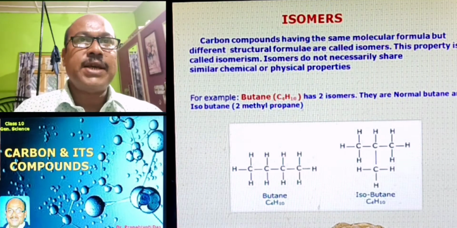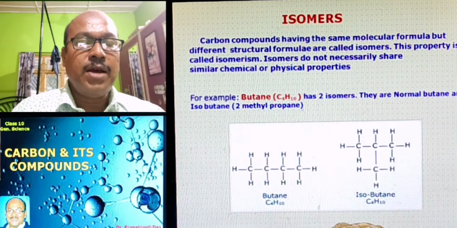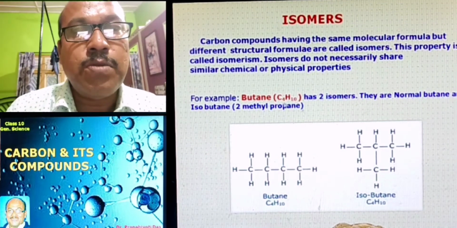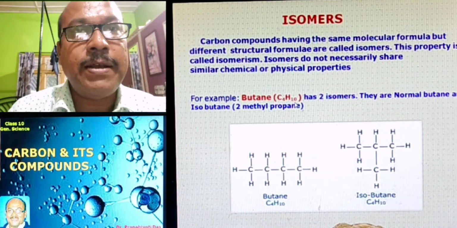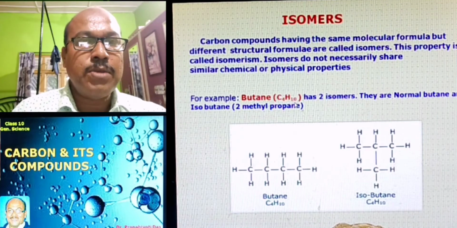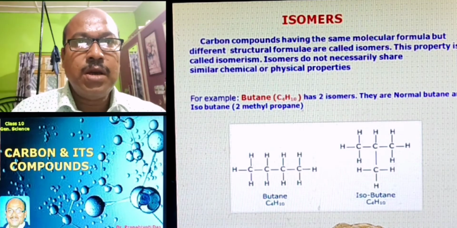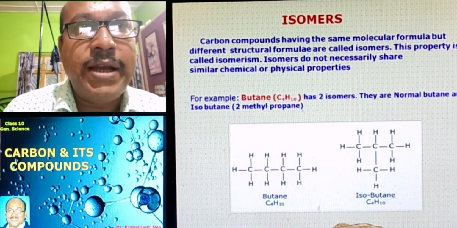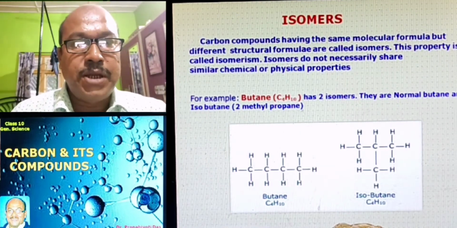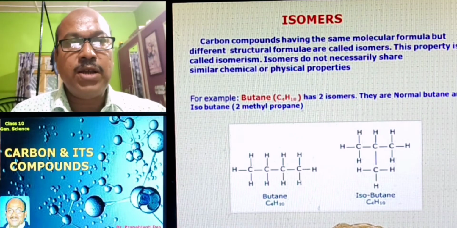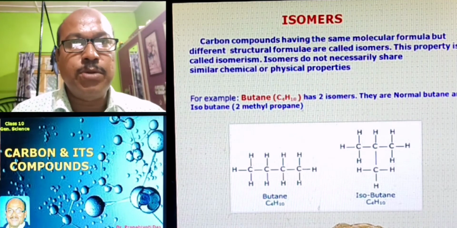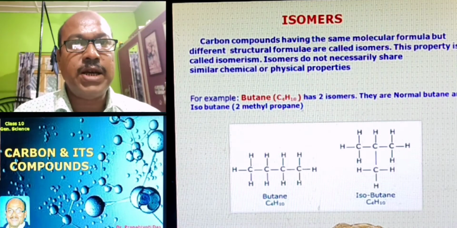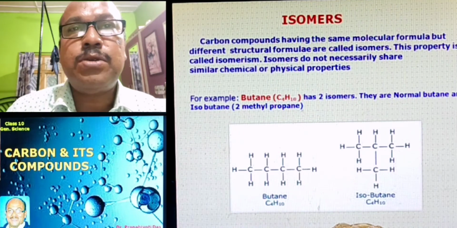To understand this isomer, let us take an example, and the example we are taking here is butane. You can see this is butane and its molecular formula is C4H10, which means there will be 4 carbon atoms and 10 hydrogen atoms. But this butane has 2 isomers. Why? Because we will find two different butanes in nature. One is called normal butane, N-butane, and the other is called isobutane, also called 2-methyl propane. Let's see to understand.